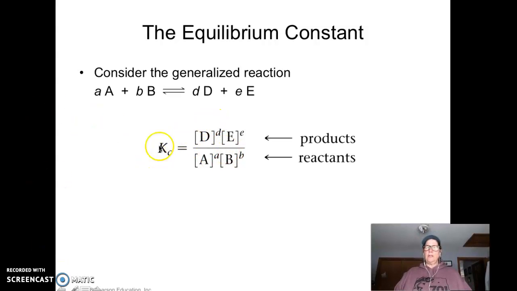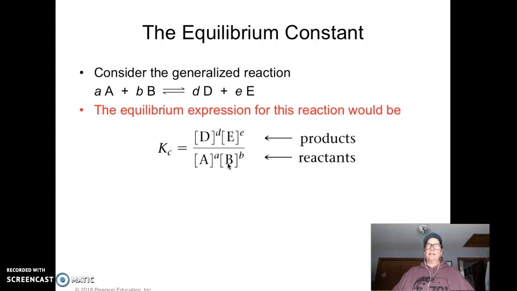Remember, when we're doing our constant, like we did our rate constant, we always have our products on top and our reactants on the bottom. And if you know a little bit about each, you can actually determine the other ones. You can determine their final concentration, and I'll show you how.